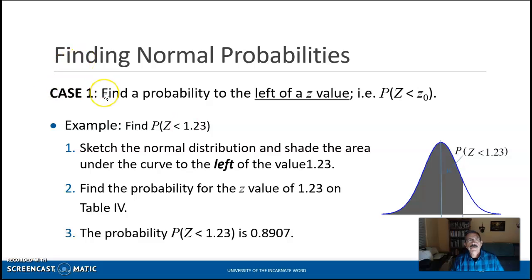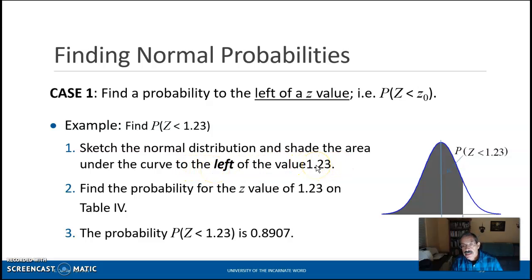All right. So the first case is when the problem asks you to find the probability to the left of a z value. In other words, they're asking for the probability that the random variable z is less than some c sub 0 value. In this particular example, they're asking us to find the probability that the random variable z is less than 1.23. My suggestion as you get started, as you learn this, is to sketch the normal distribution and shade the area under the curve to the left of the value.